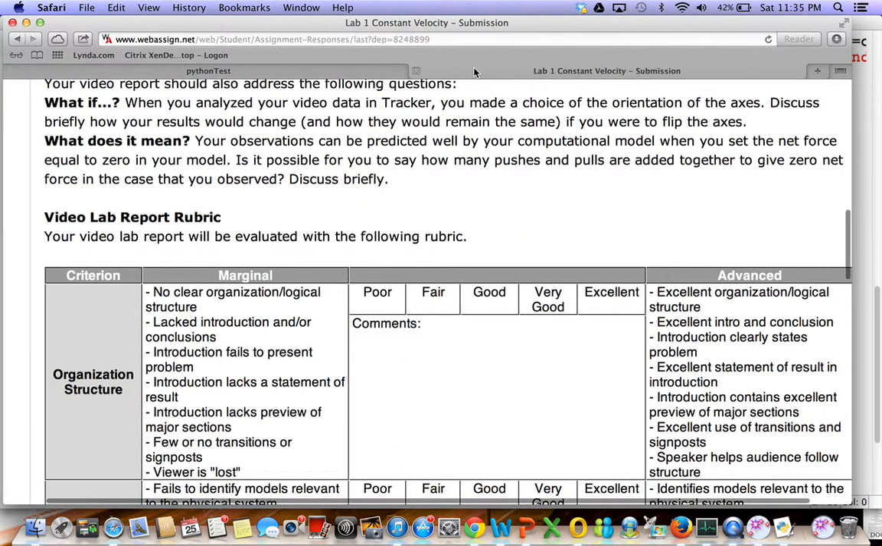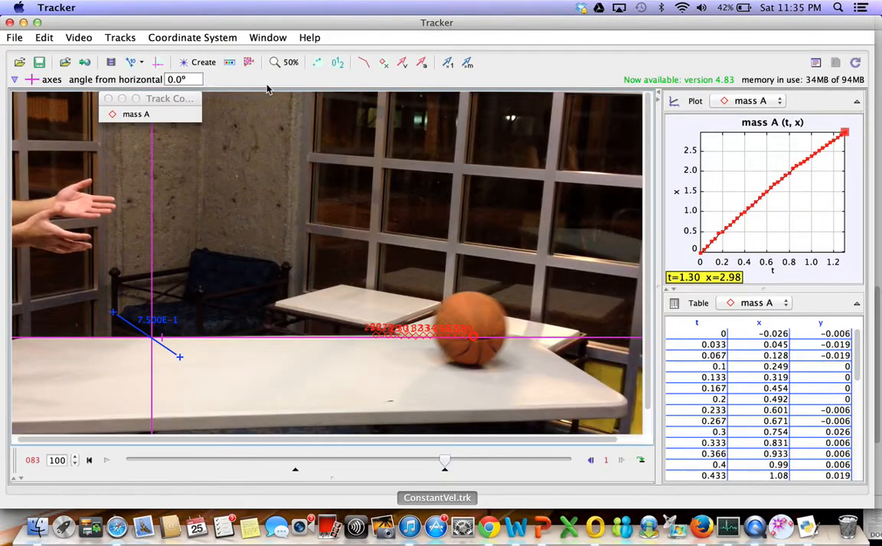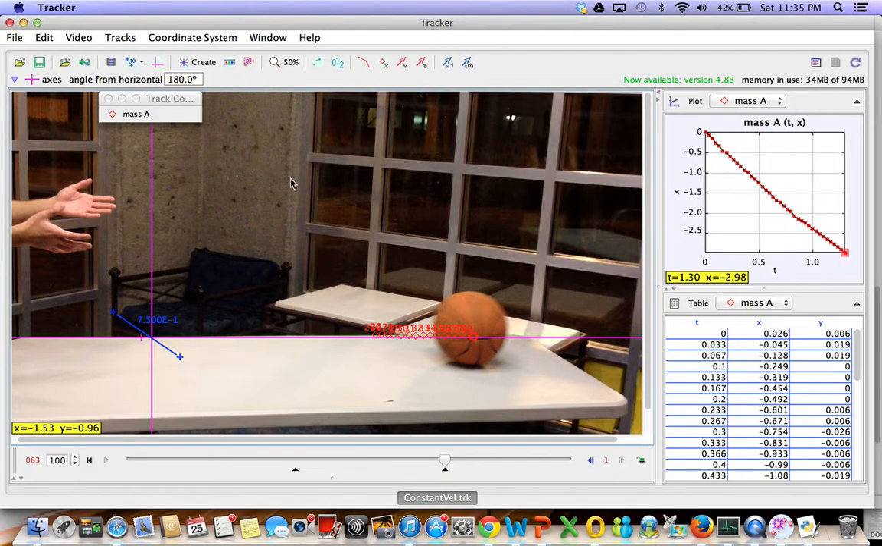Now I just wanted to touch briefly on the what if question that was proposed here. Using Tracker, we can see that if the axes were flipped, say 180 degrees flipped, the entire graph would also be flipped. So with that being said, the direction of the graph would change, but the magnitude and makeup of the experimental graph would not change.